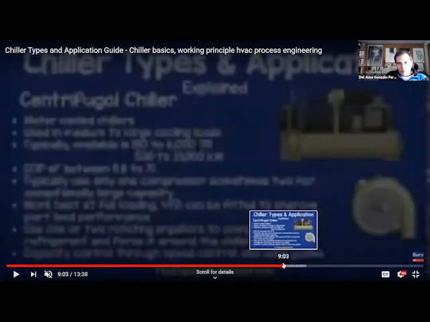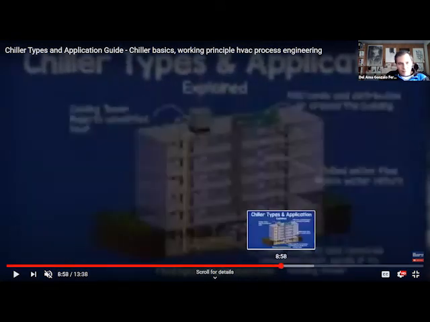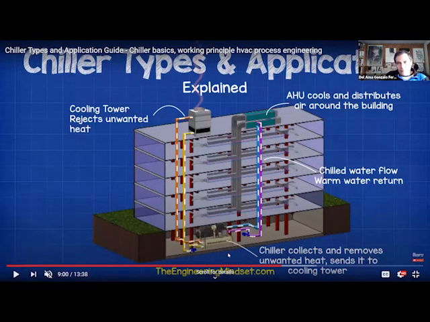Now, after that, okay. So this is the water-cooled option. We have the chiller here, water pipes, the cooling tower, and then we have more water pipes and the air handling unit. So now we're going to explain the cooling tower, or what a cooling tower is.